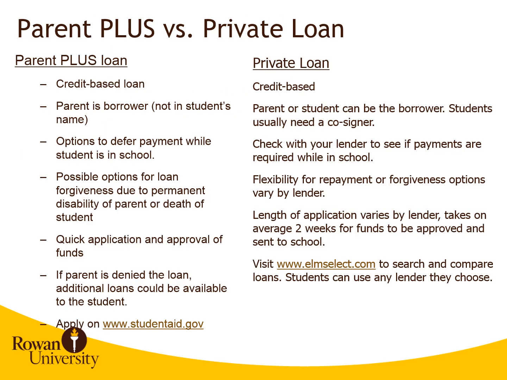So we're going to talk about the differences between the Parent Plus loan and the private loan. The Parent Plus loan is a loan that you are borrowing from the Department of Education. It's a credit-based loan, just like the private loan. But the main difference between the private loan and Parent Plus is that the Parent Plus loan requires the parent to be the borrower. This loan is not in the student's name. They will not get a bill for it. A private loan usually has the student on there as the primary borrower, and a parent or really any other credit-worthy adult could co-sign.